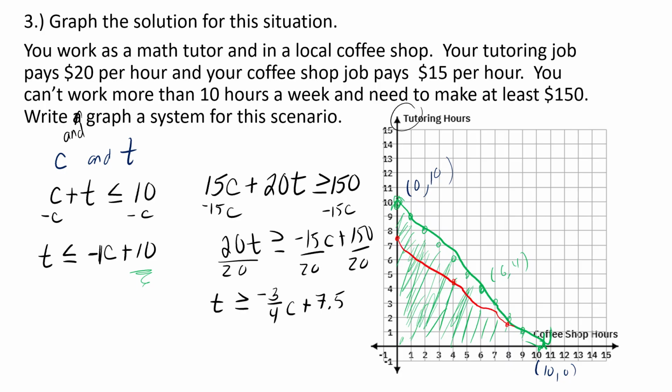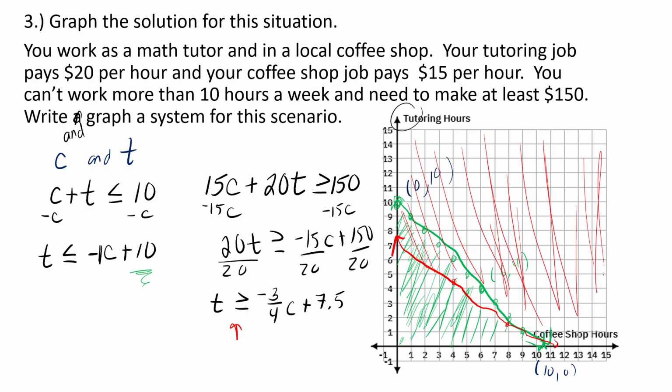And this one represents the amount of money you need to make. And this is a greater than or equal to, so we would be shading above. It's everything that's above the red line. Okay. And then what I might do just to make it clear is I'm going to turn on my highlighter and highlight the region of overlap.